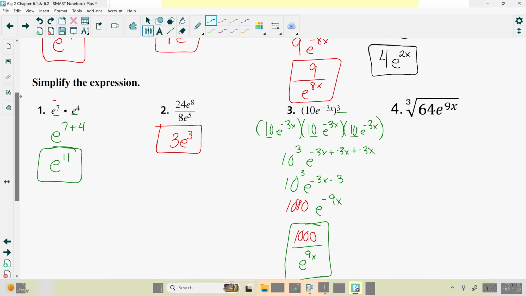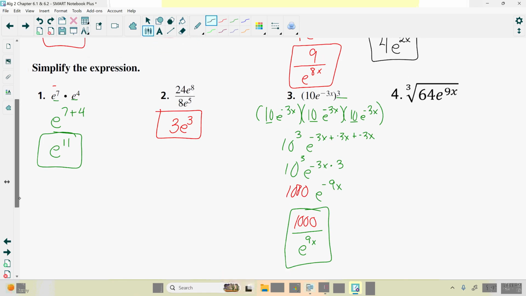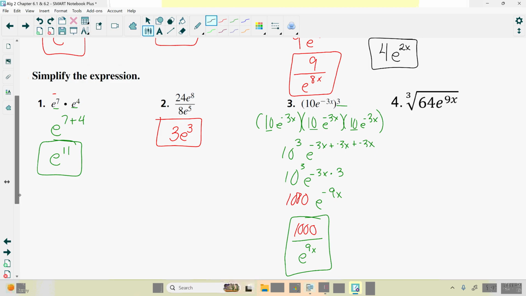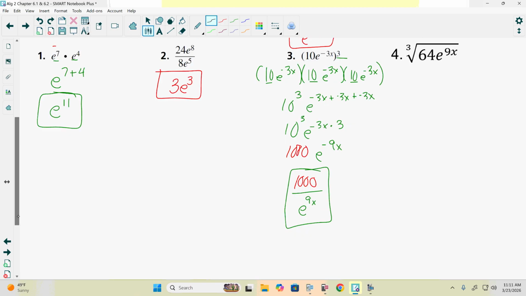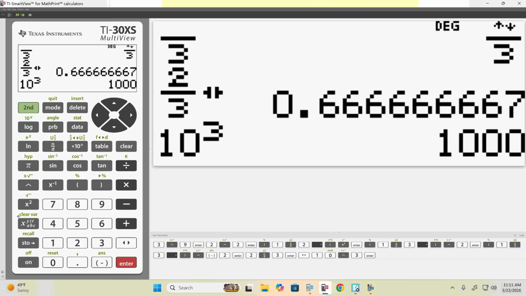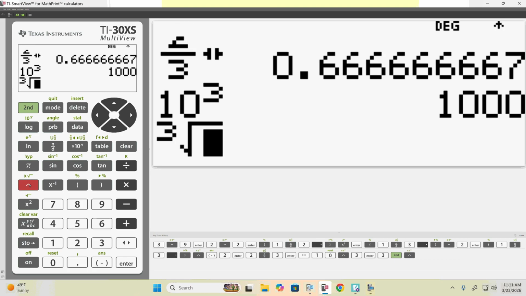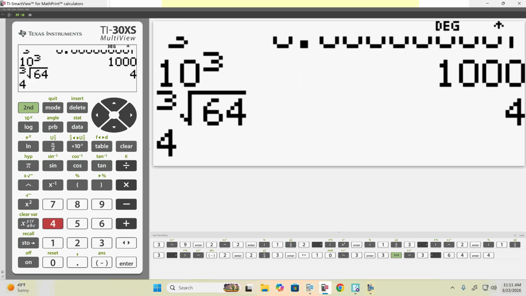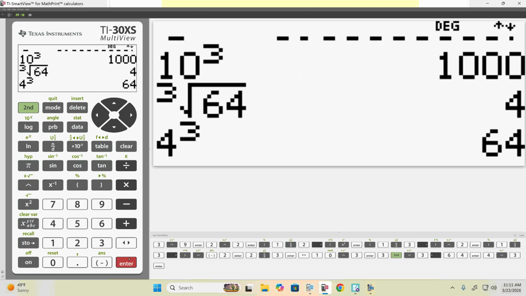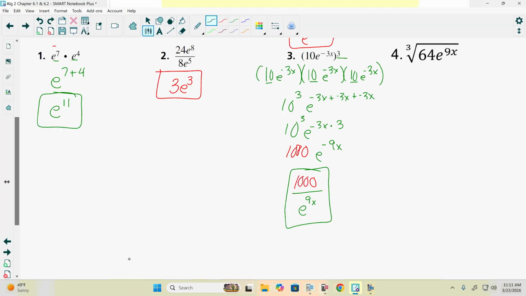Any questions on D before we look at 4? So the cube root of 64 is what we're looking for first. Oh, cube root, just joking. So square root would be 8. But if we want to look at the cube root of 64, it is 4, because 4 to the third power is indeed 64. So the cube root of 64 is 4.